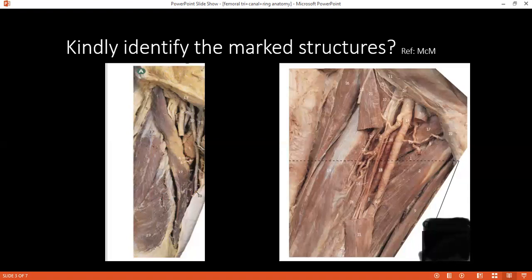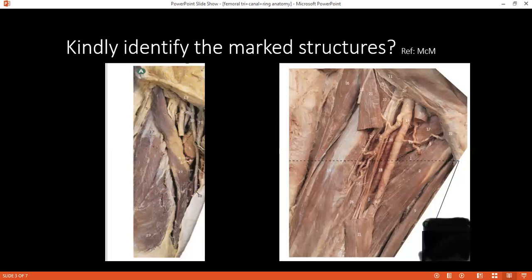Okay, very good. Can you tell me one physiological and one pathological function of the femoral canal? The femoral canal helps the femoral vein to expand. Pathologically, since there is a vacant space, it can lead to femoral hernia.